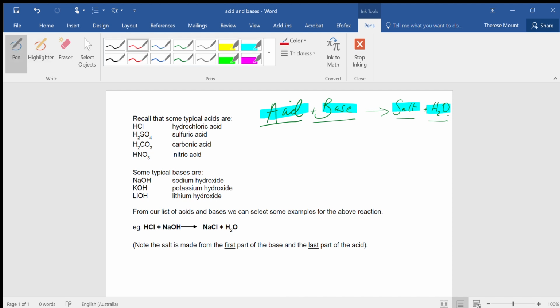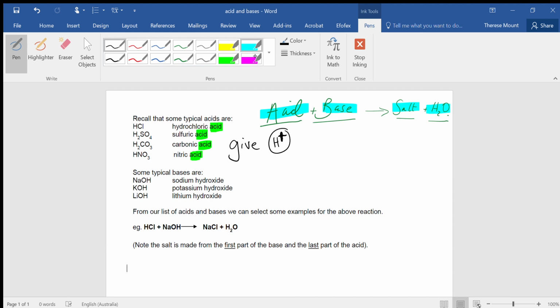But here are some typical acids, and here are some typical bases. Now you might not be too sure of what an acid and what a base is. Basically, an acid, we go into more detail if you do chemistry next year, but an acid just means anything that likes to give away a hydrogen ion. So if it likes to give away a hydrogen ion, it kind of makes sense that it's got to have a hydrogen in it to give away.